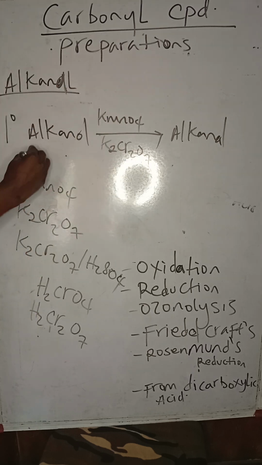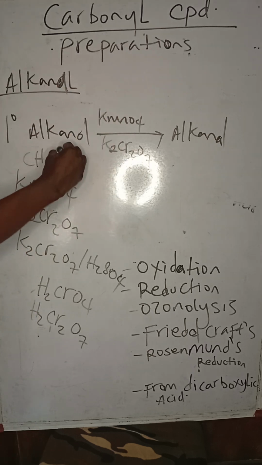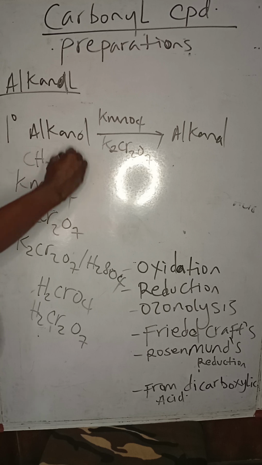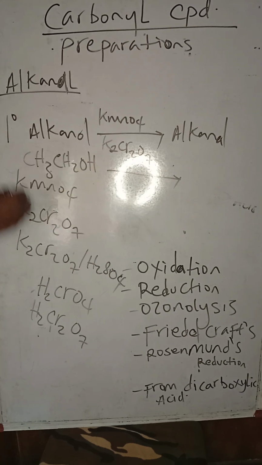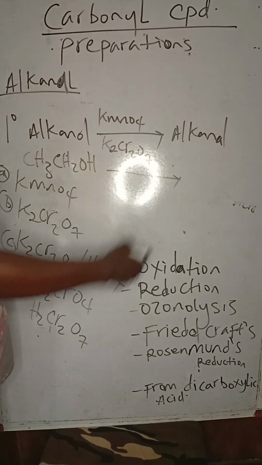So let's use a case study. In case you are writing, this is CH3CH2OH, ethanol. On any of these, let me label them A, B, C, oxidizing agents on top of the arrow.